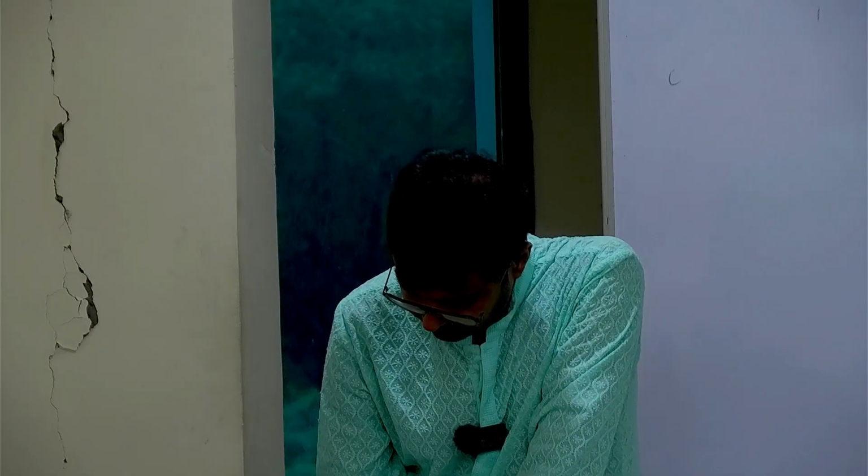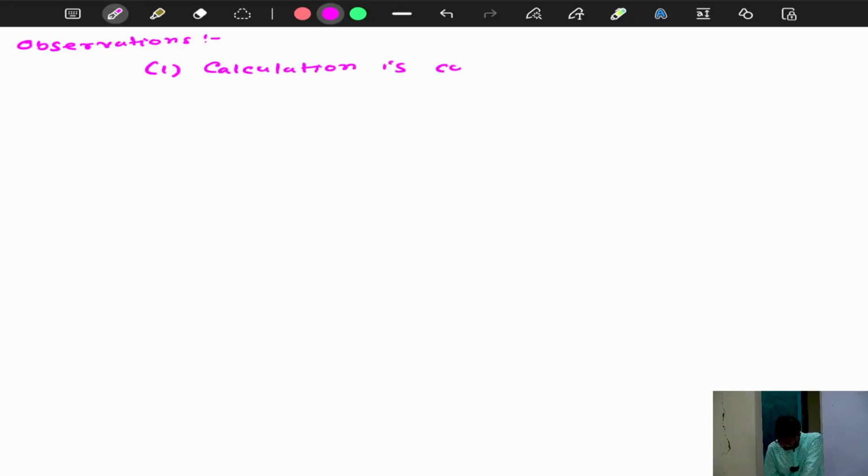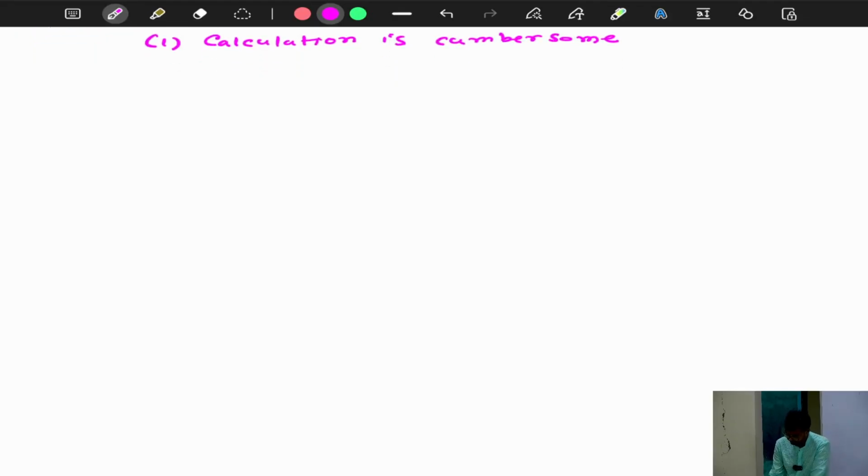So, observations. The number one is calculation is cumbersome, and the second one is calculations are getting repeated.